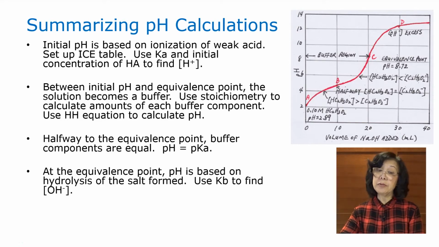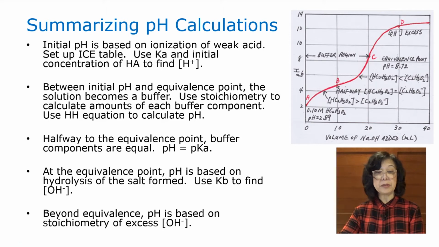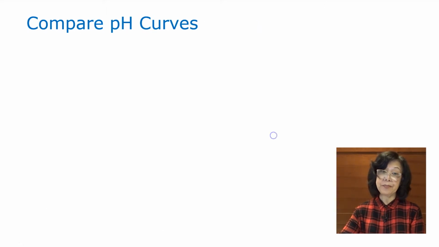At the equivalence point, pH is based on hydrolysis of the salt form. Use Kb to find hydroxide ion. Beyond the equivalence point, pH is based on the excess hydroxide ion present.